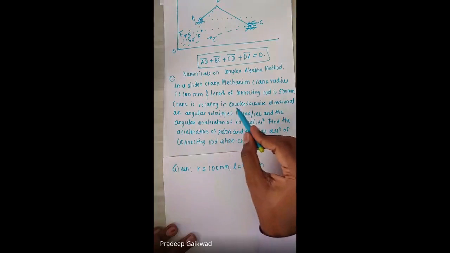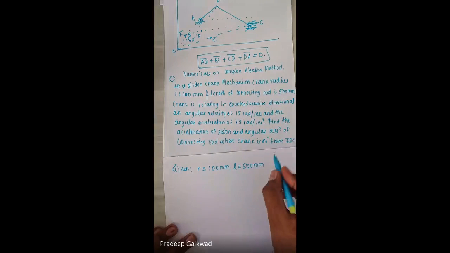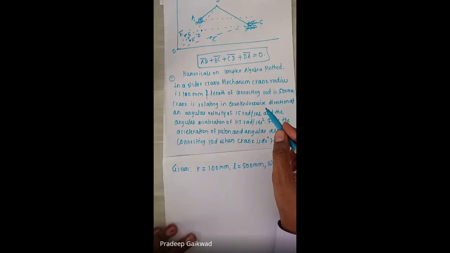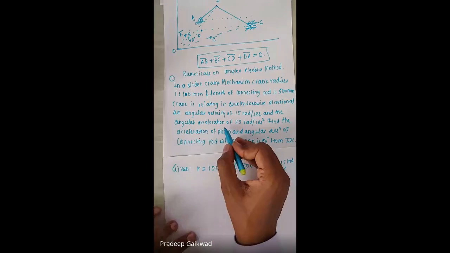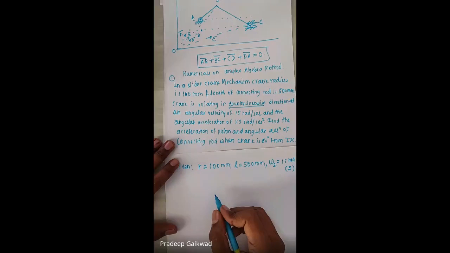Next, rotating in counterclockwise direction at an angular velocity of 15 radian per second. What is this? Omega. Yes. It is the angular velocity of the connecting rod. Sorry, crank. The crank is rotating, no? Yes. So it is omega 2. I am saying 1, 2, 3 as other notations we will take. Omega 2 is equal to 15 radian per second, and direction is also given. How does it rotate? Counterclockwise. So it will be in this direction. Omega 2 is known to you.